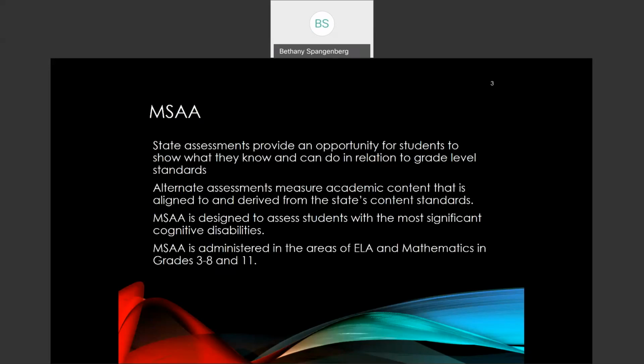State assessments provide an opportunity for students to show what they know and can do in relation to grade level standards. The MSAA is an alternate assessment that measures academic content that is aligned to and derived from the state's content standards. MSAA is designed to assess students with the most significant cognitive disabilities. The test contains many built-in supports that allow students to take the test and communicate what they know and can do as independently as possible. MSAA is administered in the areas of ELA and mathematics in grades 3 through 8 and 11.